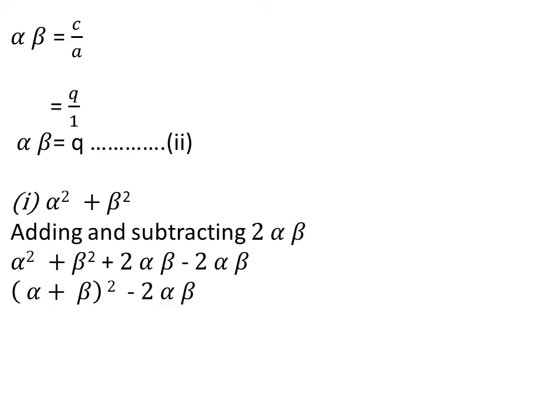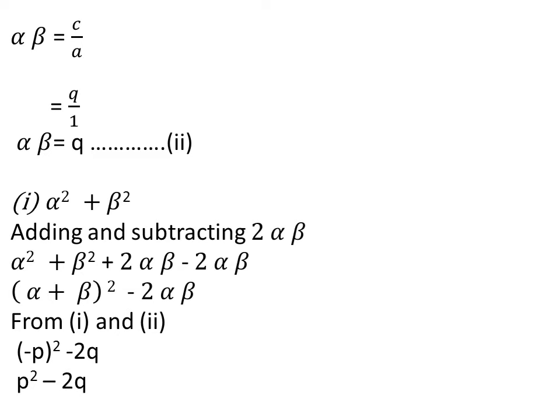Now from equation number 1 and 2 we can take the values of alpha plus beta and alpha beta. As we have obtained the value of alpha plus beta is minus p and the value of alpha beta is q. So by putting these values we can write minus p square minus 2q is equal to p square minus 2q.